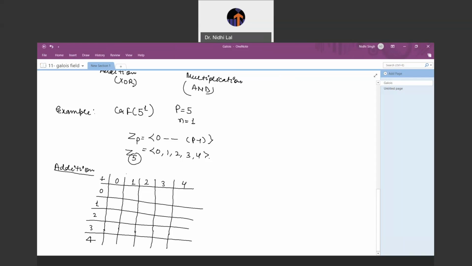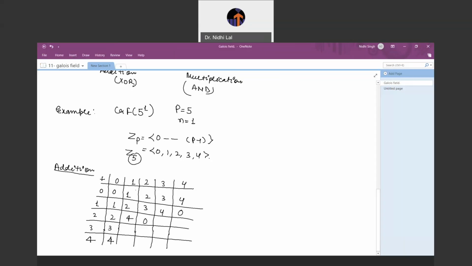So 0 plus 0, mod 5 equals 0. So the same value we have to enter over it, because 0 plus 1 equals 1, 0 plus 2 equals 2, 0 plus 3 equals 3, 0 plus 4 equals 4. Now 1 plus 1 is 2, 1 plus 2 is 3, 1 plus 3 is 4, and 1 plus 4 equals 5, and 5 mod 5 equals 0.